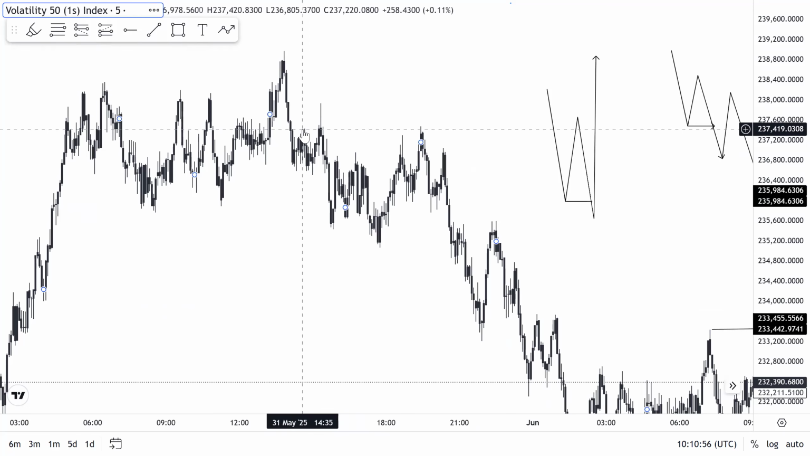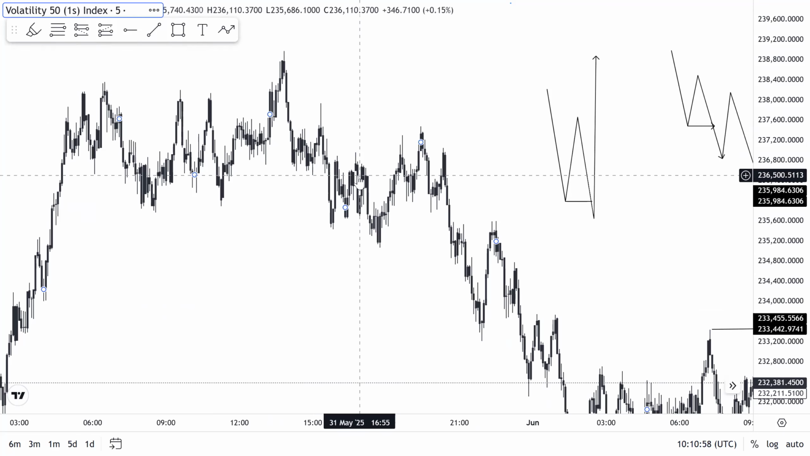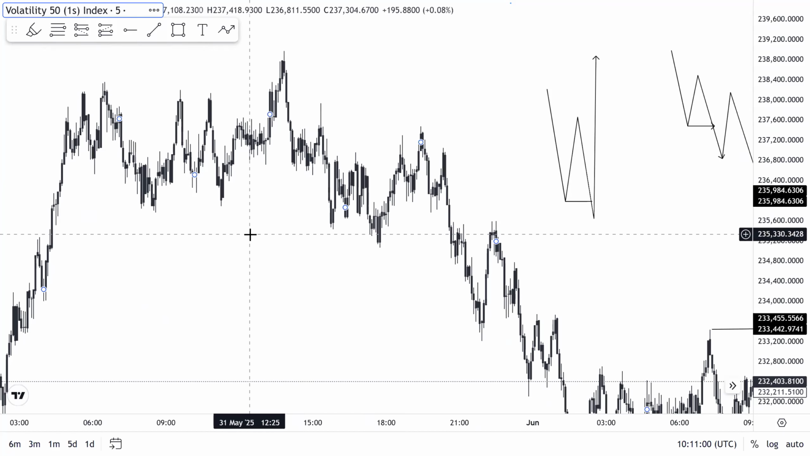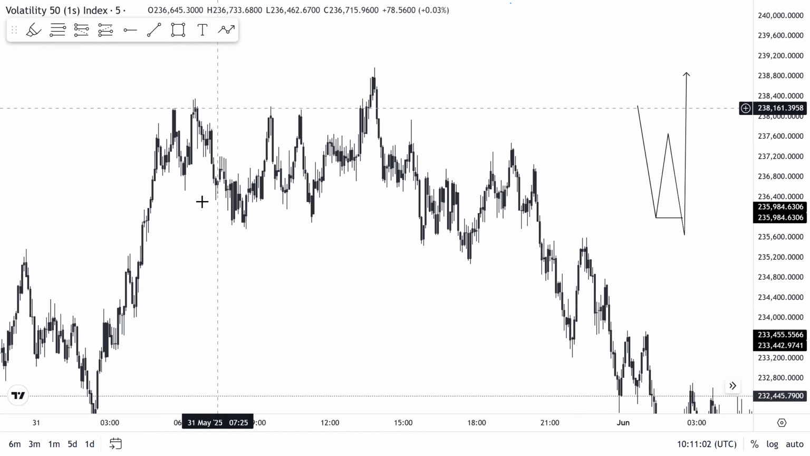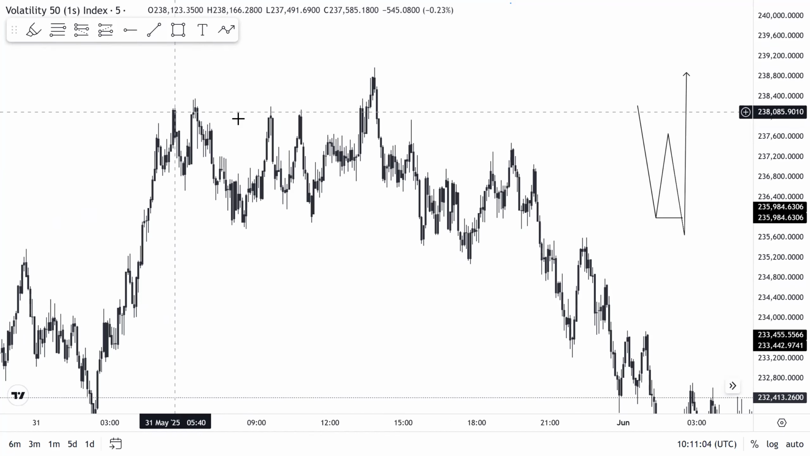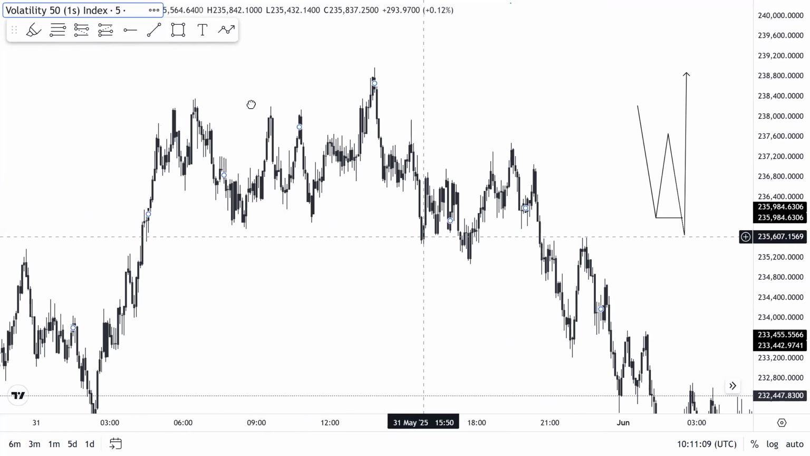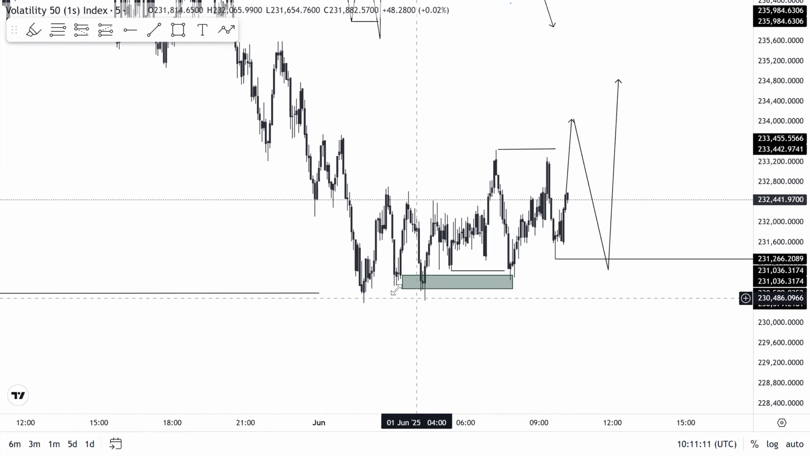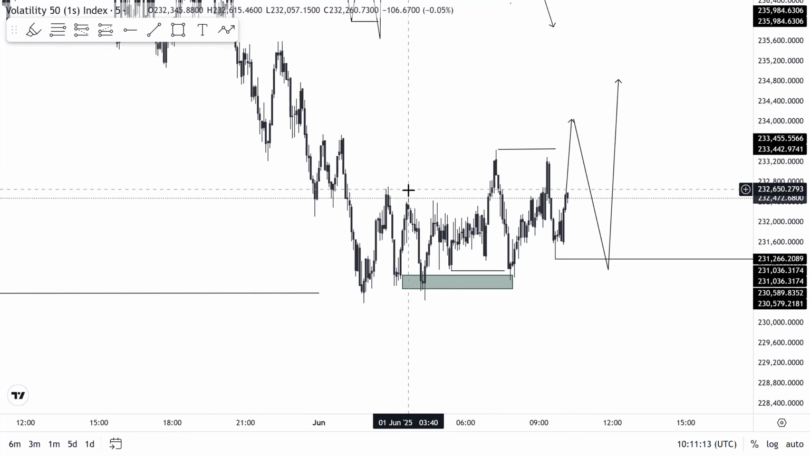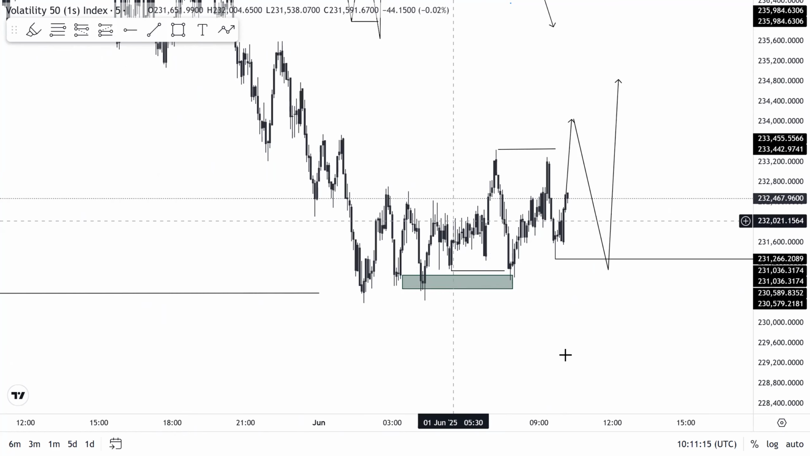Why is this a sweep? Because there's a sweep of the low and there's a break. This is a sweep and this is a break. So this is a valid sweep, then a break of structure. That's how you identify it. You can say, oh, this is a sweep, because price broke this structure high here.